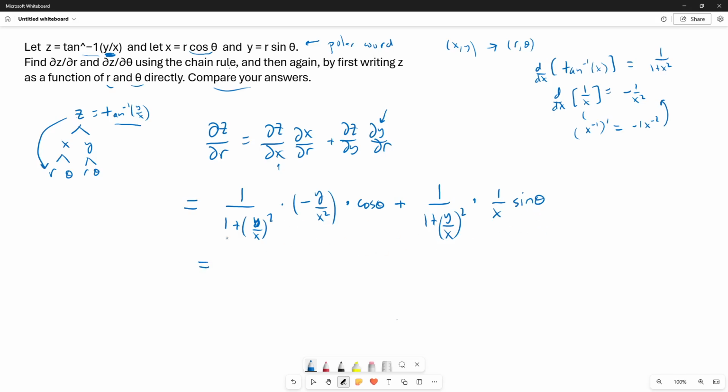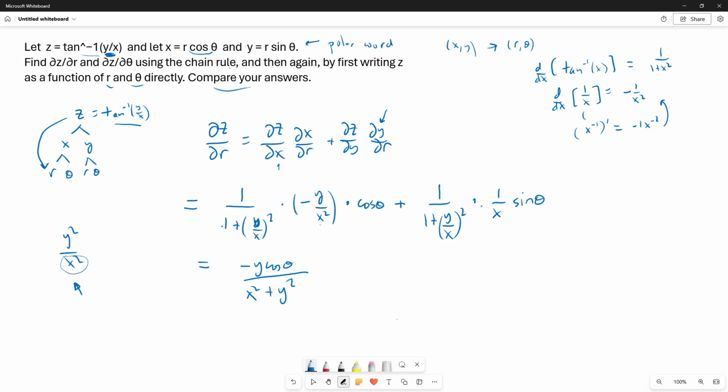Now let's simplify this. Y over x quantity squared is y squared over x squared. And if I distribute this x squared, I will get negative y cosine theta on the top. And on the bottom, the x squared is going to give me x squared times 1 plus x squared times this quantity, and that's going to cancel the x squared on the bottom. So we're just going to get the nice x squared plus y squared on the bottom. So I really enjoyed multiplying through by x squared here to cancel this x squared.